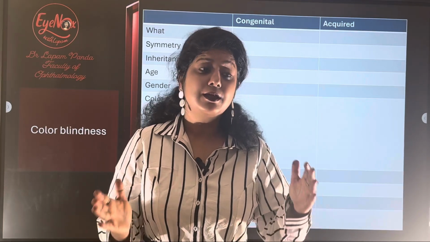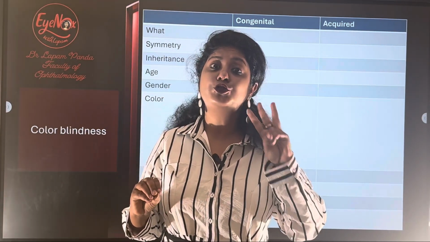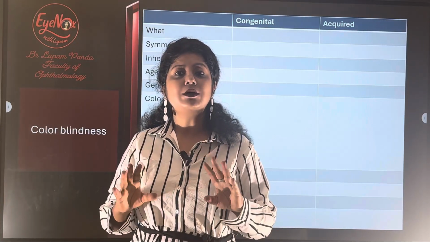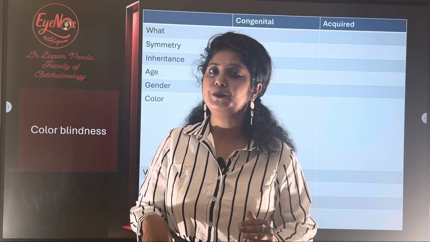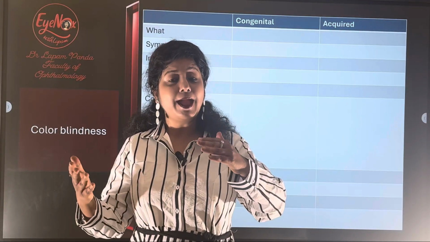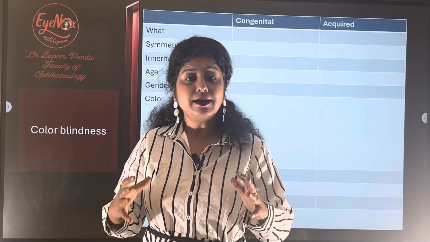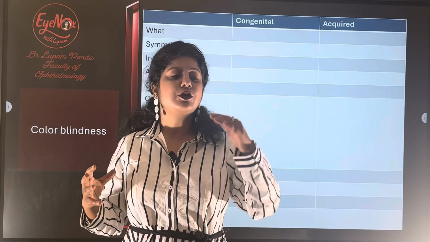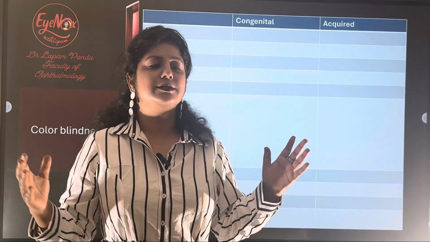Yes, you are right. But the whole spectrum is based on three basic colors. And what are those three basic colors? They are red, green and blue. The red is protan, green is deuteran and blue is tritan. And because of the mixing and matching of this red, green and blue, we get the rest of the colors.